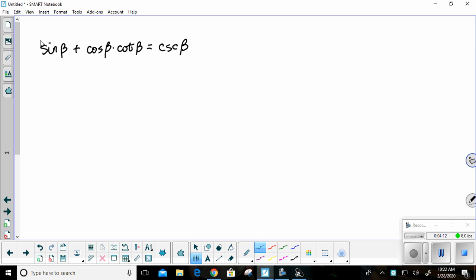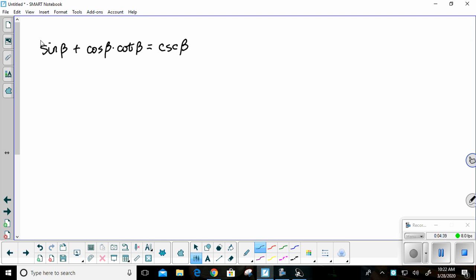Okay, and don't let the beta fool you. That's, again, just one of the Greek letters like theta is. They use all kinds of Greek letters in higher level math, so don't let that fool you. If you want to switch it to x while you're working out the problem, fine. But keep in mind, when you're putting it in WebAssign, you need to use the same variable. Otherwise, they're going to count it wrong. So just be aware of that.